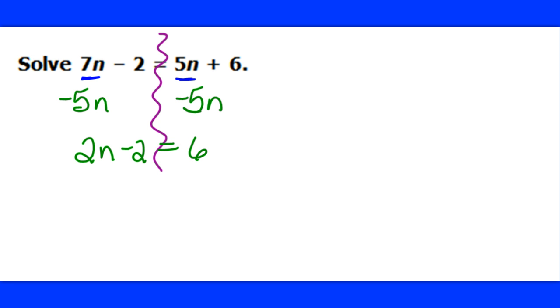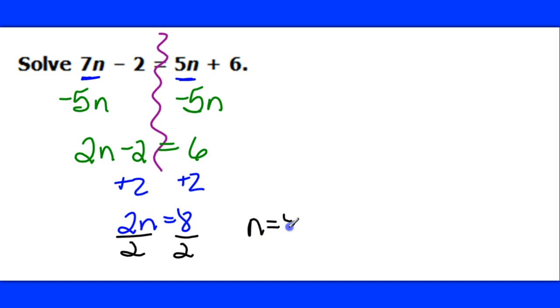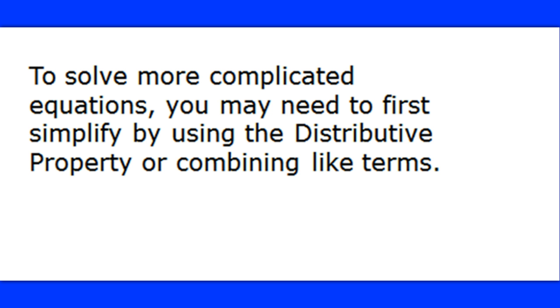And now we're back to solving them the way we did this a minute ago. Add 2 to both sides here. That gives me 2n is equal to 8. Divide both sides by 2. n is equal to 4. Again, do not walk away from here not knowing whether you got that right or wrong.